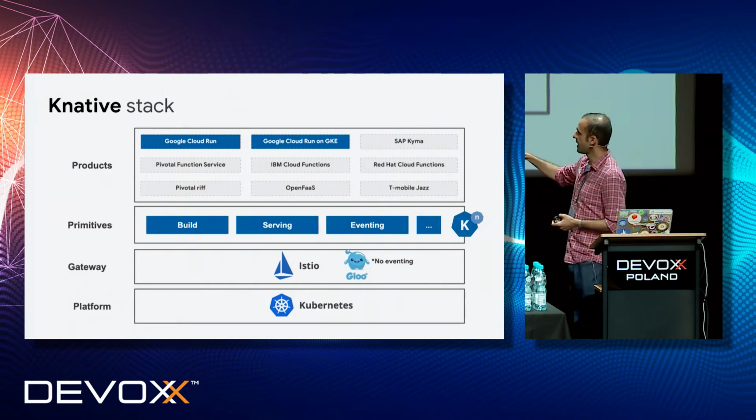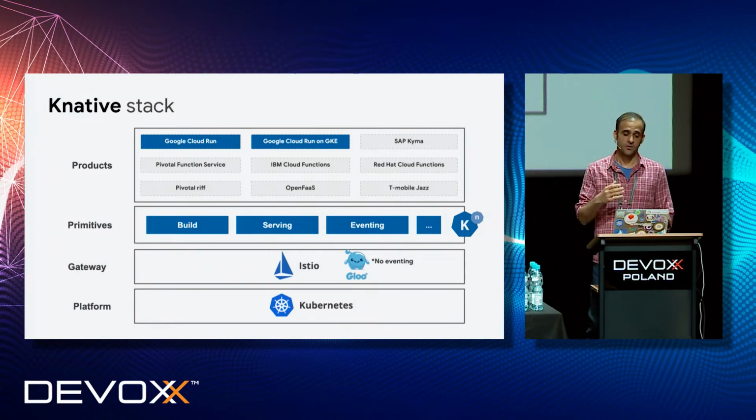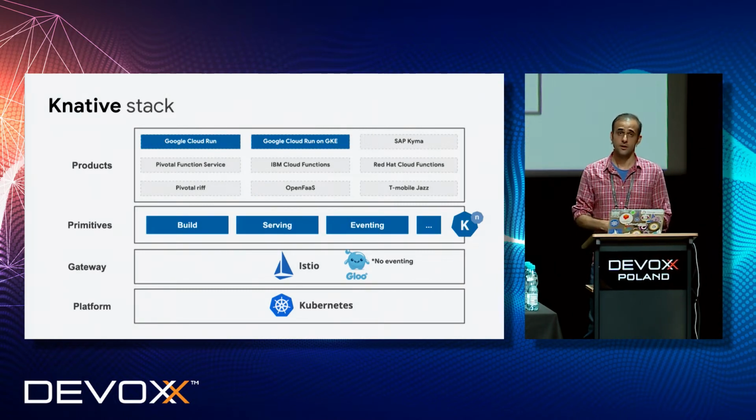Now, once you have the platform and the gateway, you then install Knative. And Knative has 3 components: build, serving, and eventing. You can install them one by one, or you can install them all at once. You can pick and choose what you need, so you don't have to use them all at once if you don't want to.